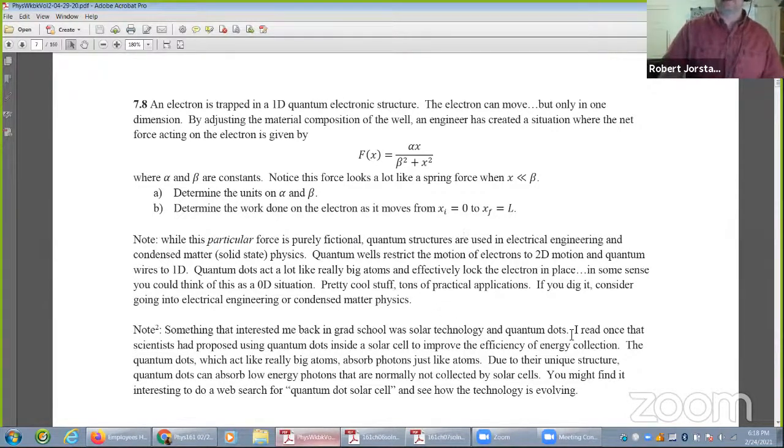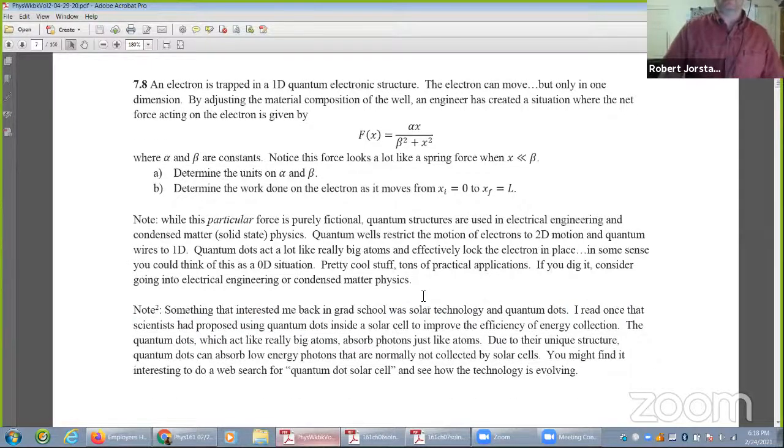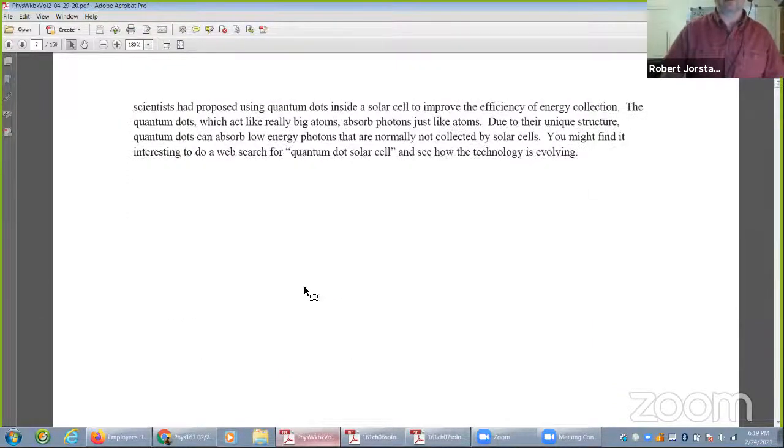And then some boring talk about quantum dots. If you want, you can read about this. That's kind of cool. I guess they're coming out with some new solar cells that are going to have quantum dots soon. That's kind of cool. That's what I worked on back in grad school.